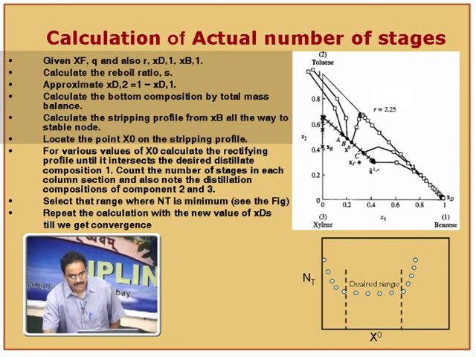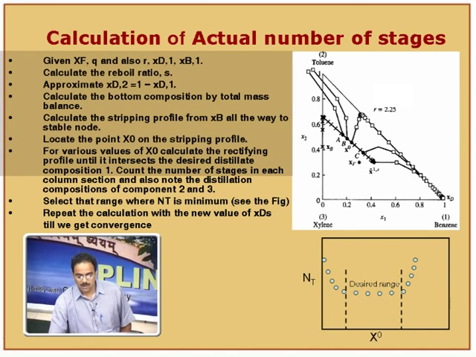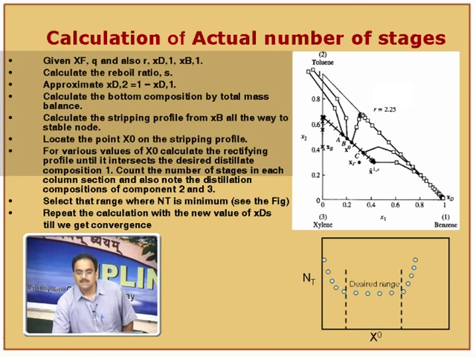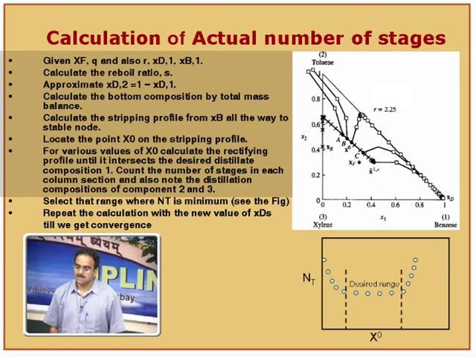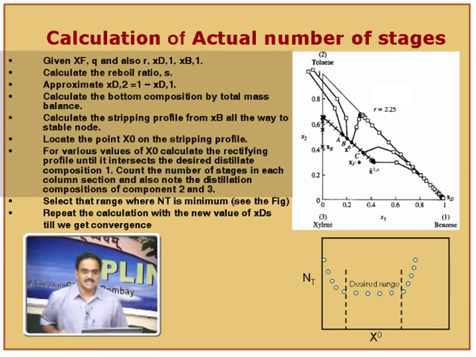So that is what I have said in the next step: for various values of x0, that means x0 I have moved on stripping section profile, calculate the rectifying section profile until it intersects the desired distillate composition, okay, goes very close to it, right. Then count the number of stages in each section and also note the distillate compositions of the component 2 and 3, okay. If I start counting stages, what will happen?